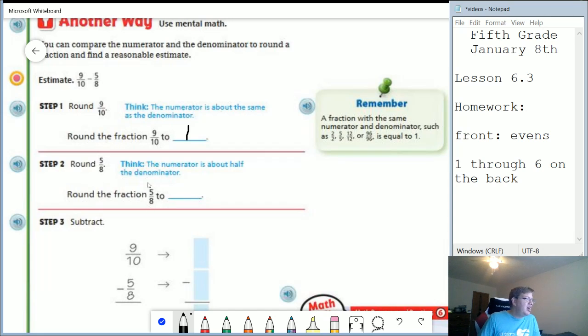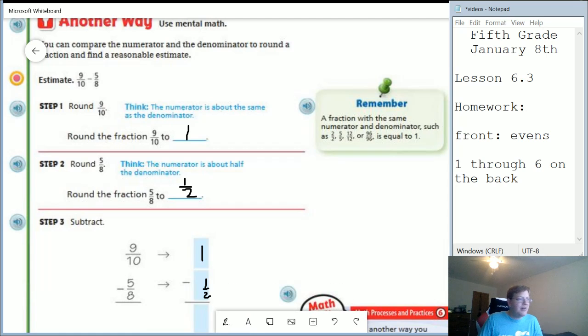So for this one, 5/8, 4/8 is exactly 1/2. So we would need a few more parts to get up to our whole. So this one should be rounding to 1/2. And then when we add those two together, we would get 1 plus 1/2, and that should give us the answer 1 1/2.